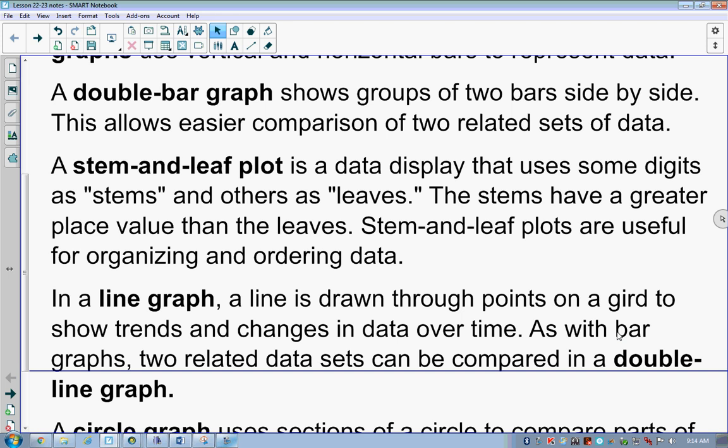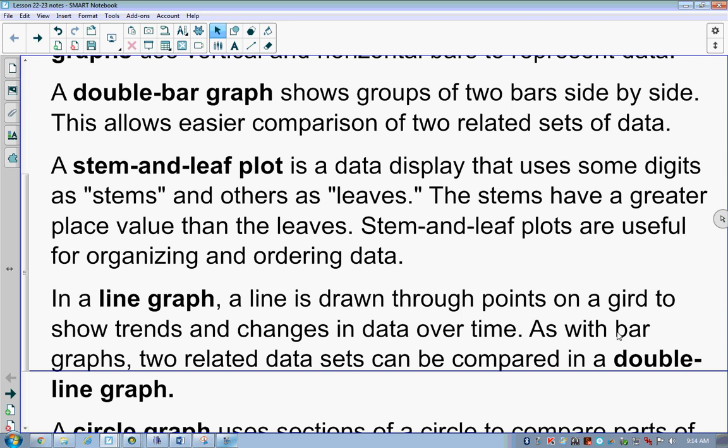Stem and leaf plot. This is where you would have your tens digits show up separate from your ones digits, where your tens digits would be your stems and your ones digits would be your leaves, right? If we're looking at data, we can see how many are in different groups. So the stems have a greater place value. That's not always tens. It could be hundreds or thousands. Stem and leaf plots are useful for organizing and ordering data.